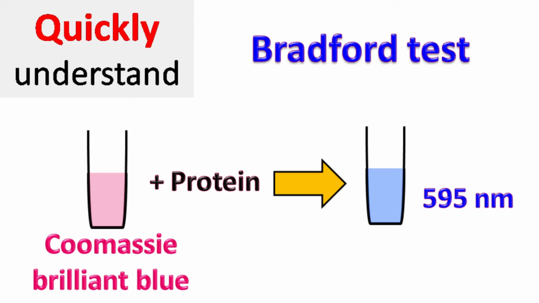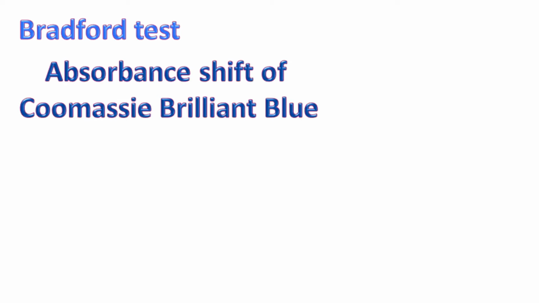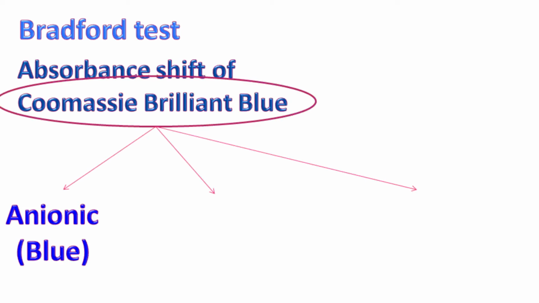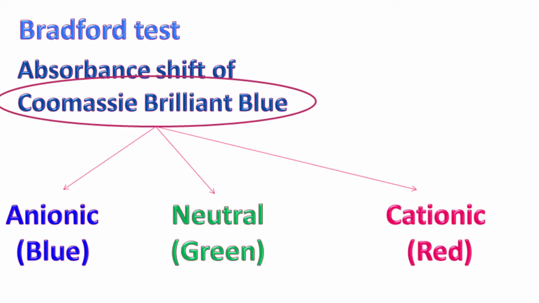Let's talk about the Bradford test. The Bradford test is a test based on the absorbance shift of Coomassie brilliant blue. This dye exists in three forms: anionic, neutral, and the cationic form. The anionic one is blue, the neutral one is green, and the cationic form is red in color.